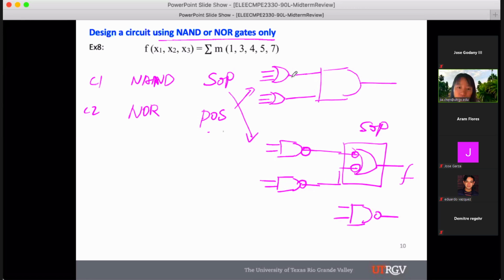Similarly, for POS, you directly implement it this way, product of sums. Then you put a bubble here, and a bubble here, because a bubble means inversion, and 2 inversions cancel each other. And this part you can substitute by NOR. That's how you do it. And that's all I want to talk about today.